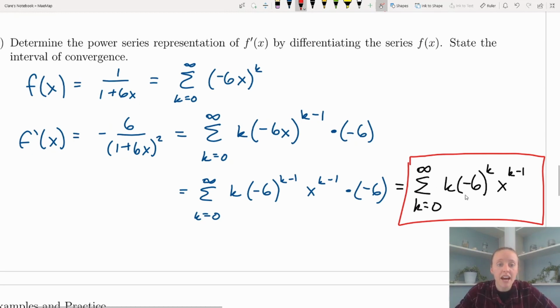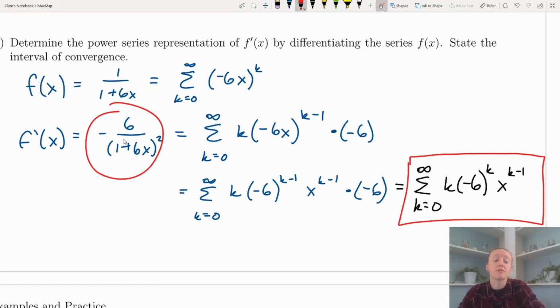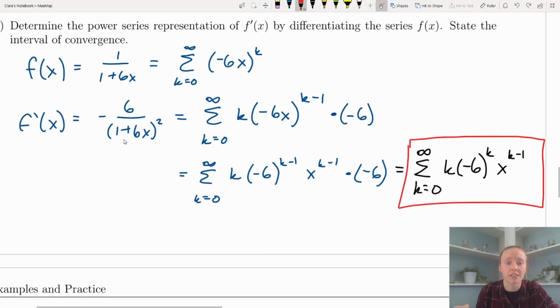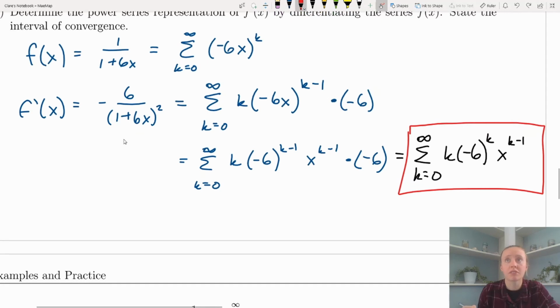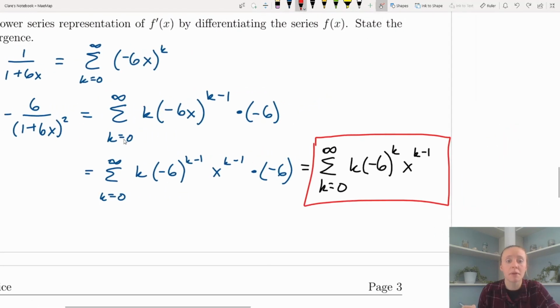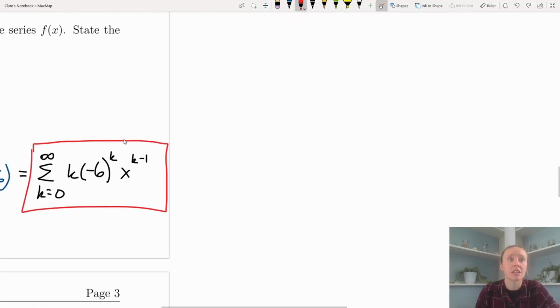So if we're looking at k times -6 to the k times x to the k minus 1 and figuring out the interval that it converges on, if it does converge, which means that we are indeed equal to this function when we converge, we're just going to do either the root or ratio test. And let's go ahead and do the ratio test because I think you guys need some practice on it. So I'm running out of room because I wrote a little big, so I'm just going to slide my page over and do my ratio test over here.